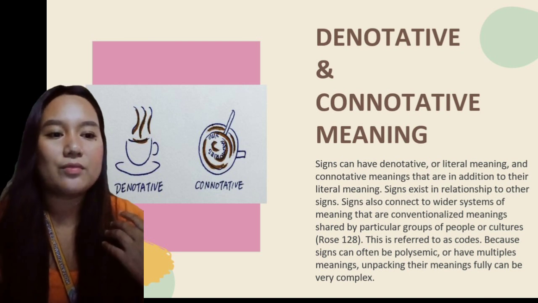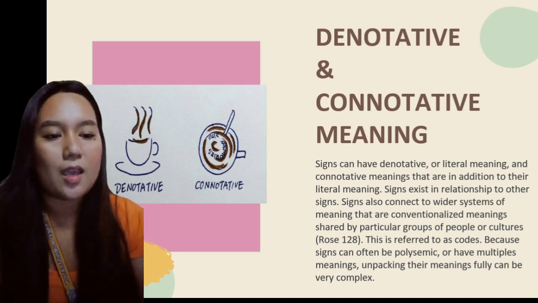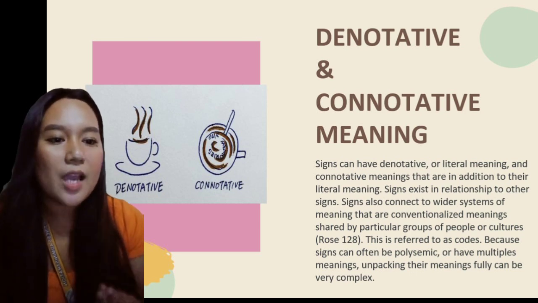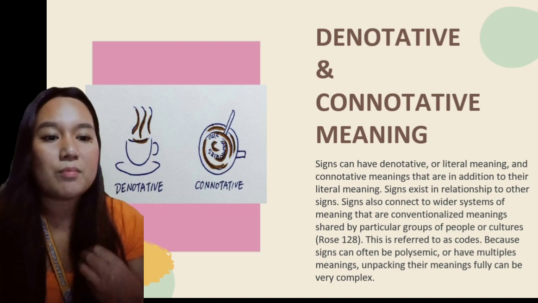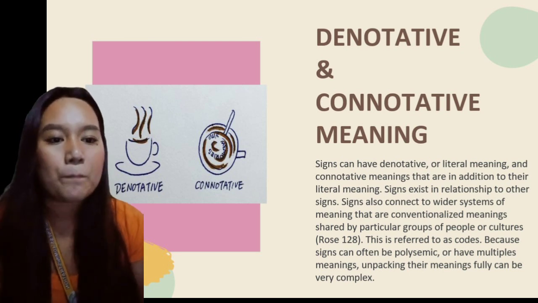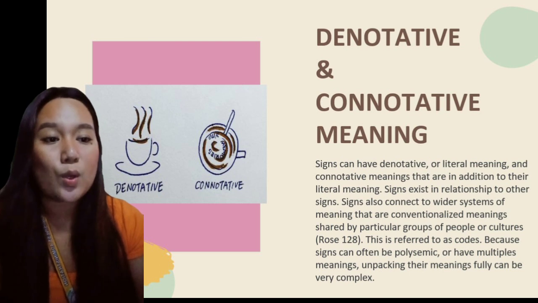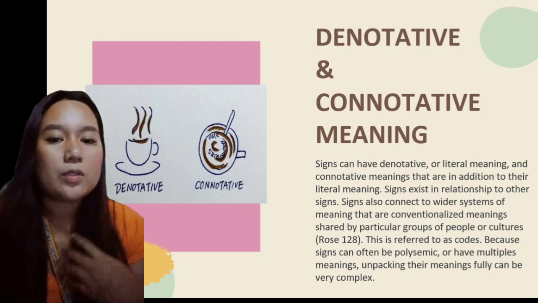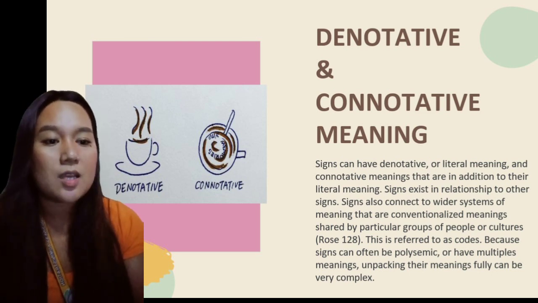Signs can also have denotative or literal meaning, and connotative meanings that are in addition to their literal meaning. Signs exist in relationship to other signs. Signs also connect to wider systems of meaning, conventionalized meanings shared by particular groups of people or cultures. This is referred to as codes. Because signs can often be polysemic, or have multiple meanings, unpacking their meanings fully can be very complex.